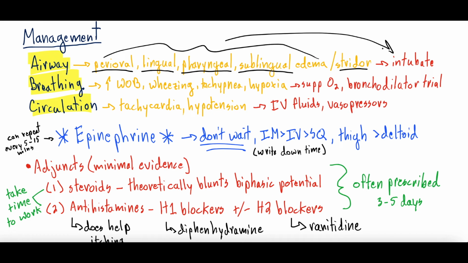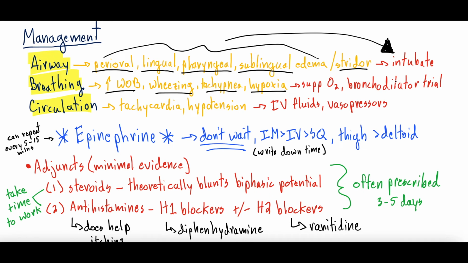And if you wait too long, they could become an extremely difficult airway, right? Because they might swell so much that their airway closes off and you can't pass that endotracheal tube. Next is breathing, right? You're going to look for any increased work of breathing, any wheezing, tachypnea or high respiratory rate, hypoxia or low oxygen levels, and supplement them with oxygen if they have low oxygen levels.